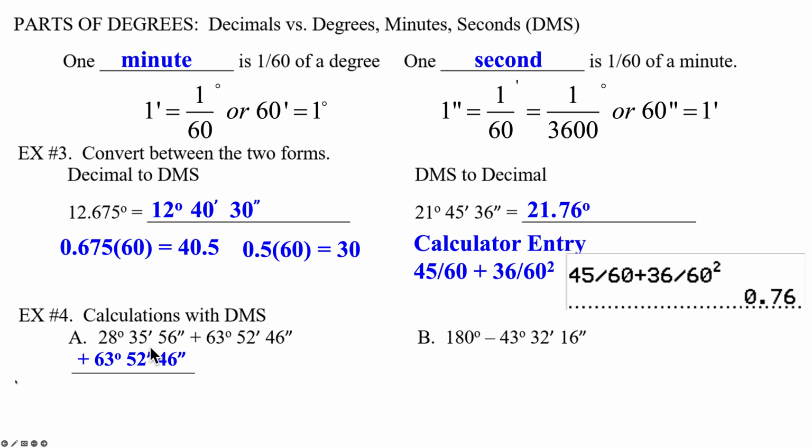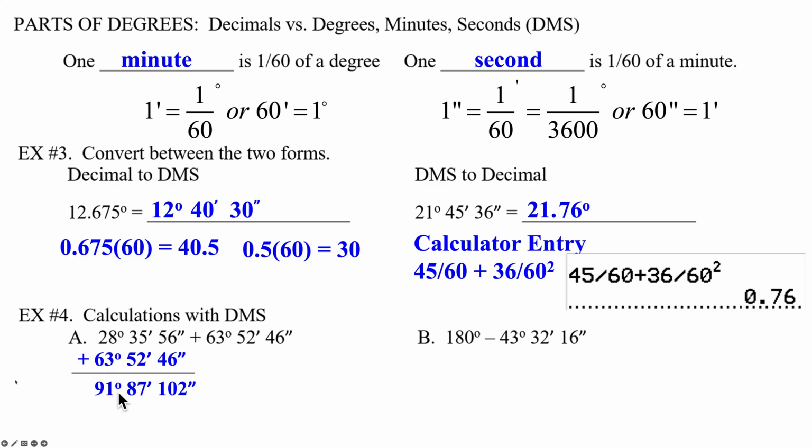And what I would do is once you have them all lined up, the degrees, the minutes, and the seconds, just add up the numbers. So 56 plus 46, that's going to be my 102. 35 plus 52 will be my 87. 28 plus 63 will be 91.